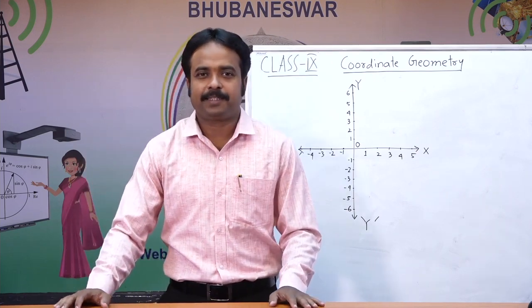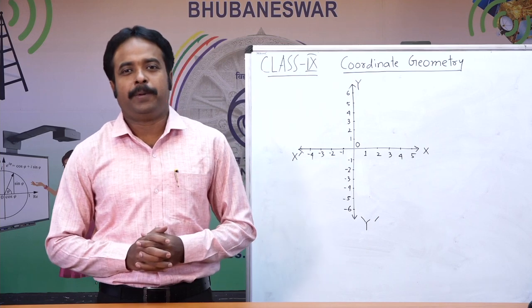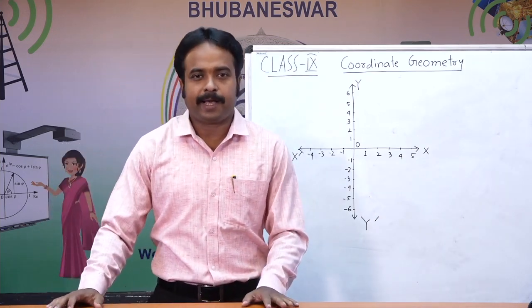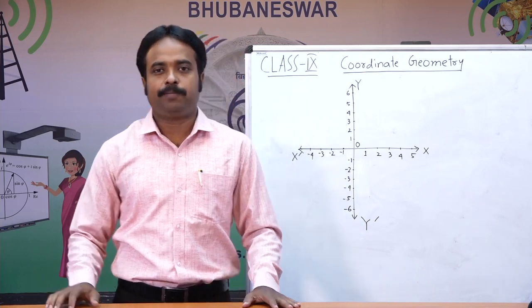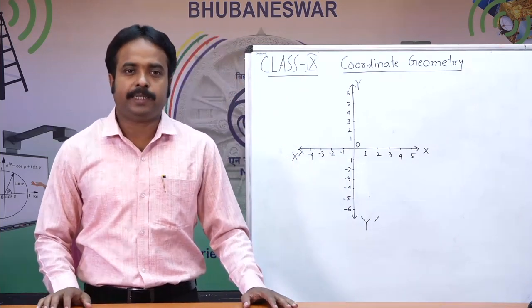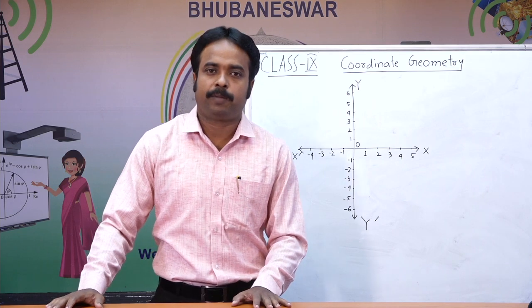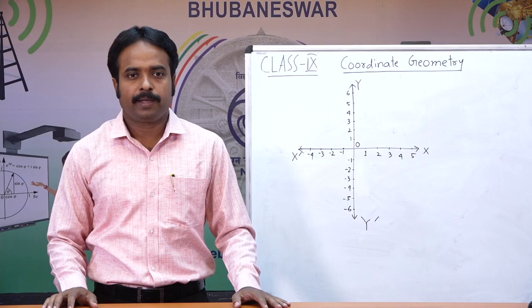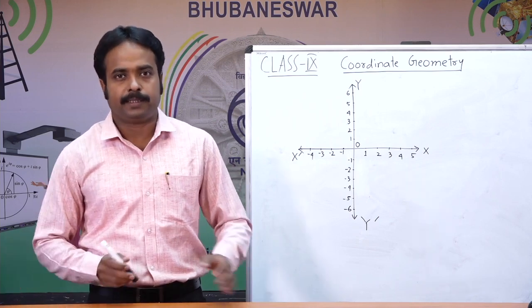In the last class, we have learned about the very basic ideas of coordinate geometry such as axis, Cartesian system, quadrants, distance of a point from the axis, and coordinates of a point. Let us quickly recall these things.